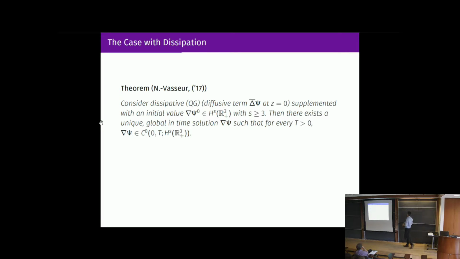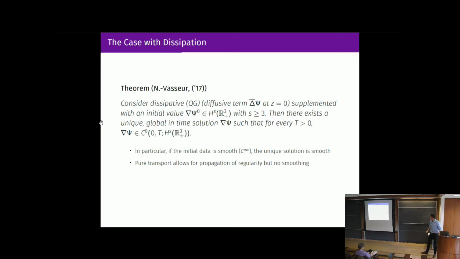I should say that obviously this tells me that if my initial data is smooth, then I have a unique smooth solution in time and space. And if I look at the equation for the transport of vorticity, I have no regularizing effect here. And so the strongest theorem that I could hope to prove is that the regularity of the initial data is preserved, and that's indeed what we showed.